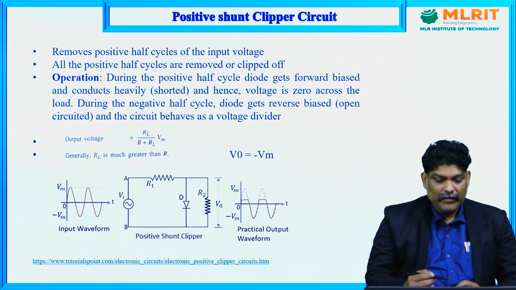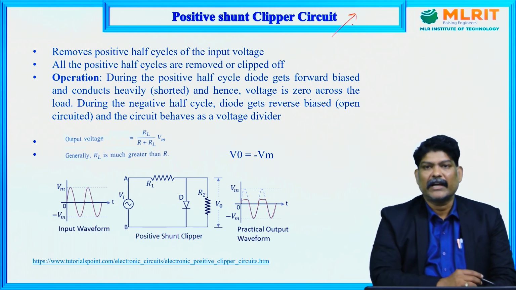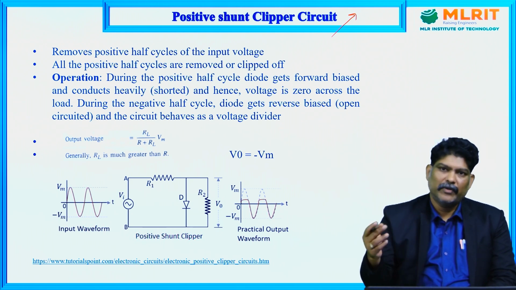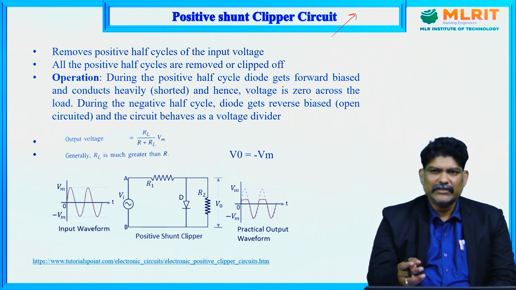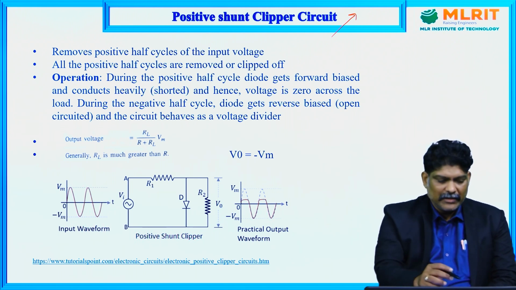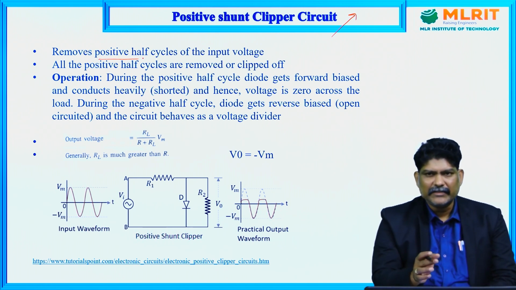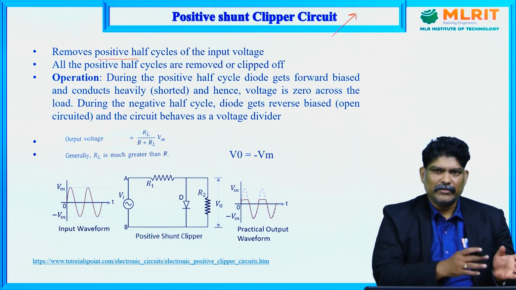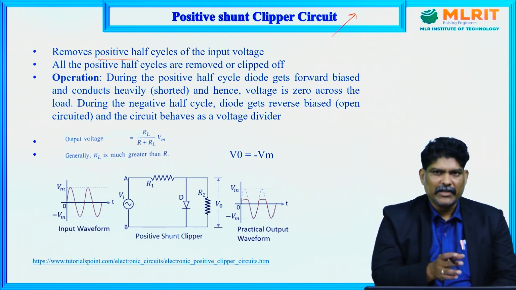Similarly, we have the shunt clipper circuit. In total we have 6 types: positive shunt clipper with positive reference voltage, positive shunt clipper with negative reference voltage. This is also called the negative clipper. Here also, the positive shunt clipper removes the positive portion. The only difference from the series clipper is that in the positive series clipper we connected the diode in series to the input, whereas in this case the diode is connected in shunt to the input.